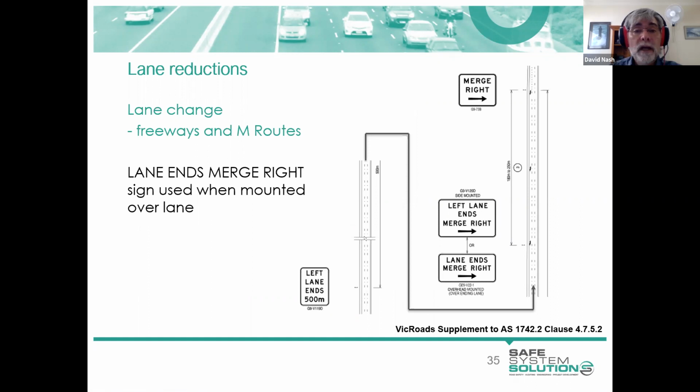So lane changing on a freeway, and this is a bit of a VicRoads special, a Victorian special in the VicRoads supplement. Not all the other states do it this way, but rather than having yellow signs, all of these signs are black and white versions. If the sign at this location is overhead, then it just says lane ends merge right. And if it's side mounted, then it says left lane ends merge right. So that's a subtle difference, but important depending on where the sign is. And again, merge right is the large sign that's right at the point where the taper starts.